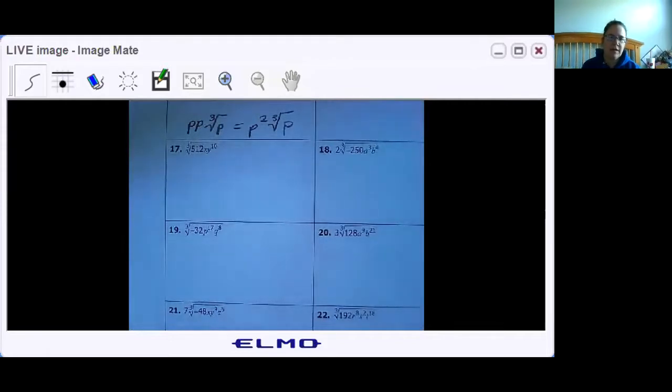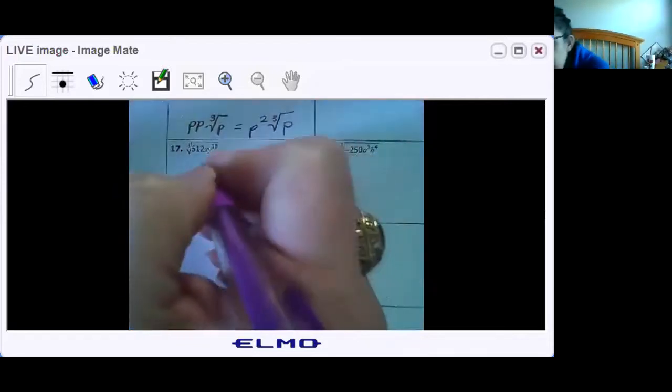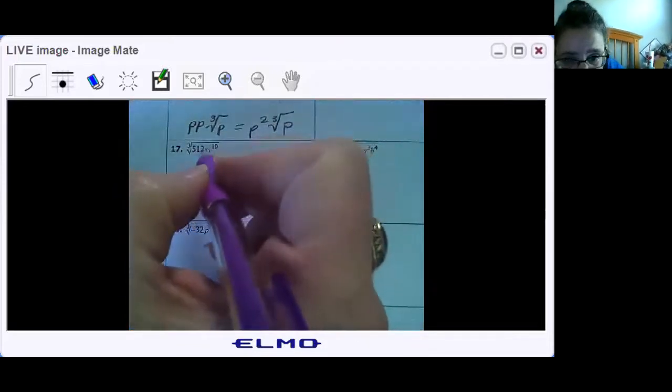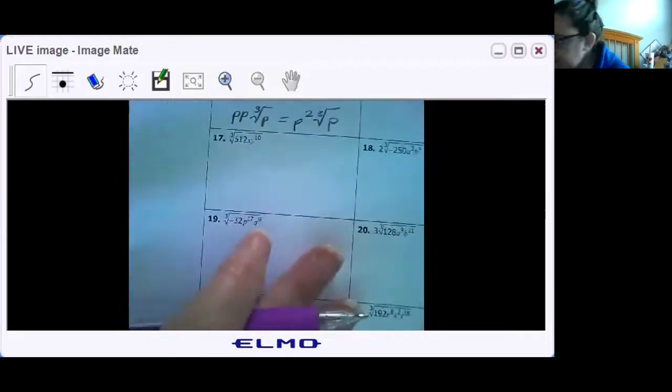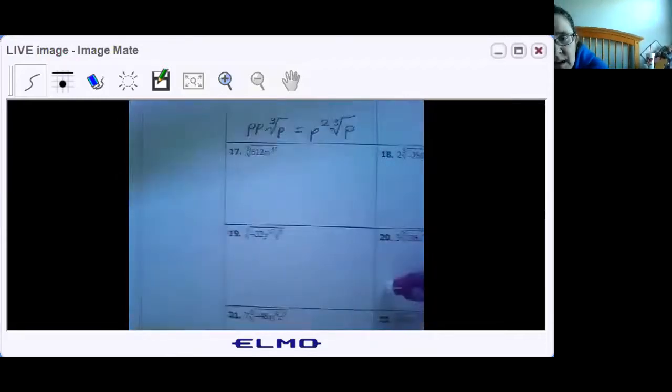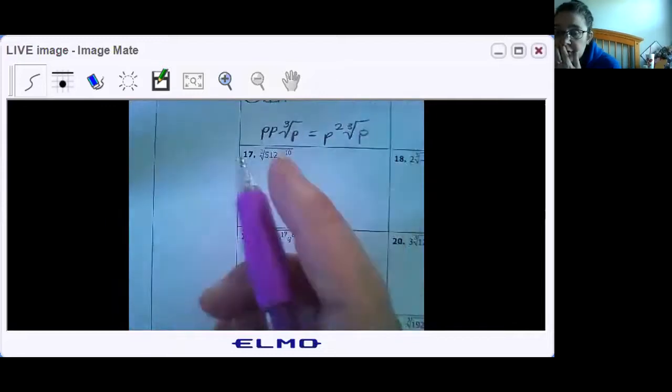All right, so let's look at 17 and 19. On 17, the first problem is that it is a big old number. So I'm going to slide over here to the side where I have a little more space, and I'm going to do my factor tree for 512.